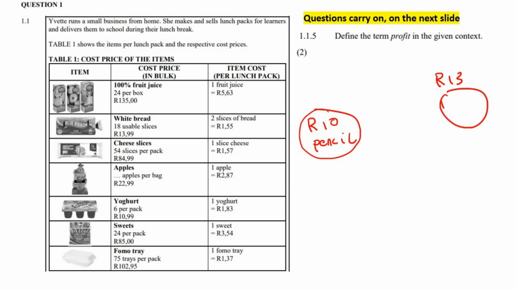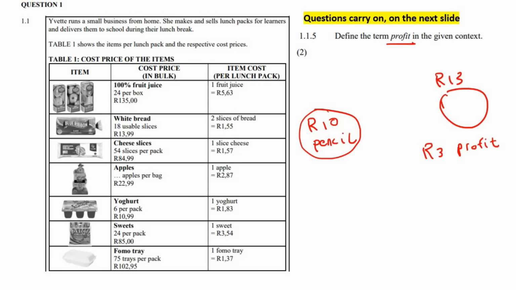You didn't make 13 Rand. No, you made 3 Rand. That is called your profit. Okay? You can't say you made 13 Rand because remember, you had to spend 10 Rand to pay for the pencil. So you only made 3 Rand. So what is profit? Profit is the money that you make after all of your expenses.